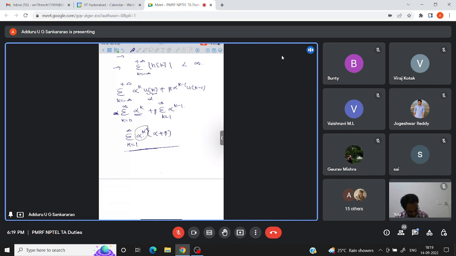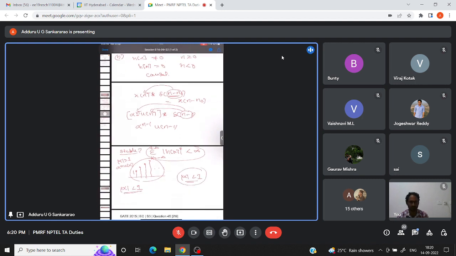If we can clearly see, this is summable only when mod alpha less than 1. Alpha and beta are some constants. It is absolutely summable only when mod alpha is less than 1. So that is the condition for stability. The area under the impulse response is a finite quantity, it is absolutely summable. Is that okay? Fine.